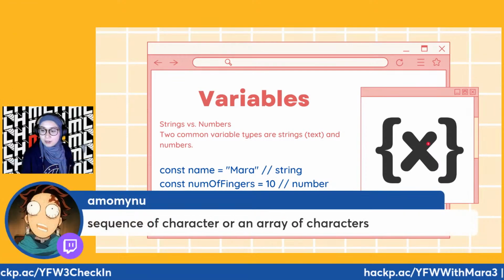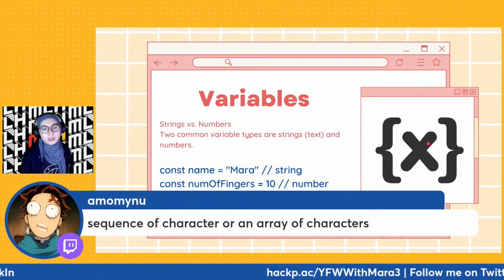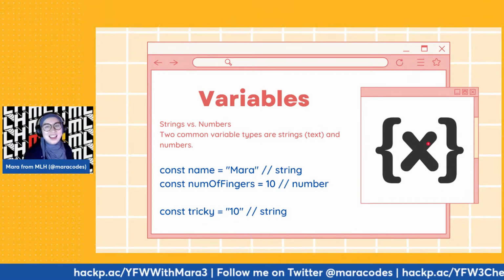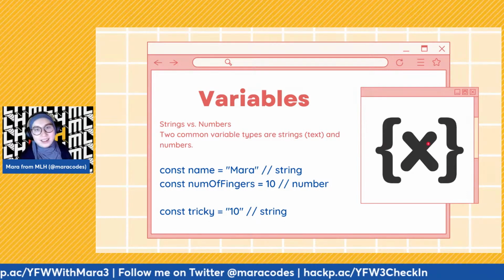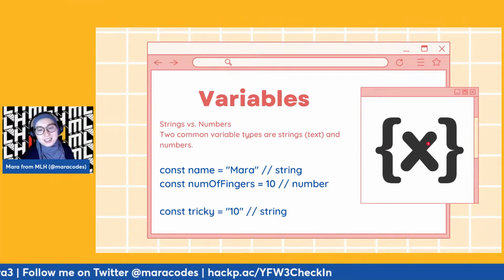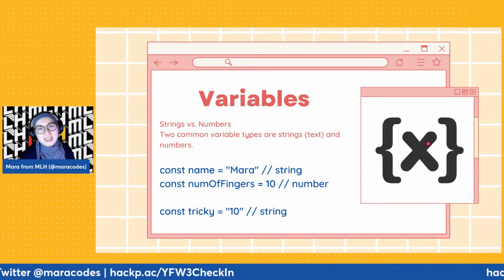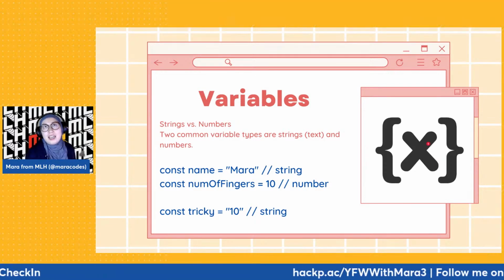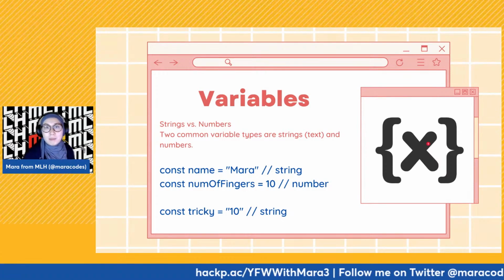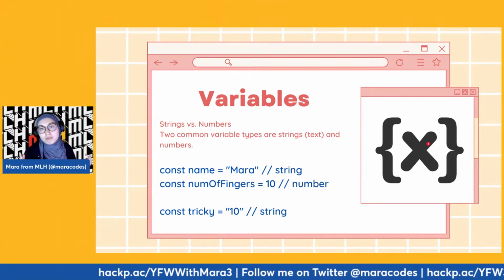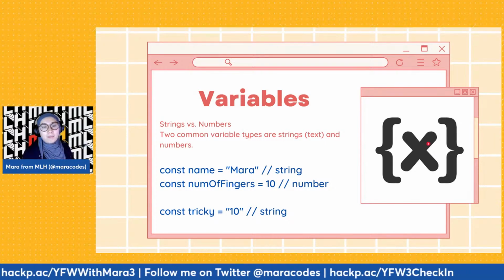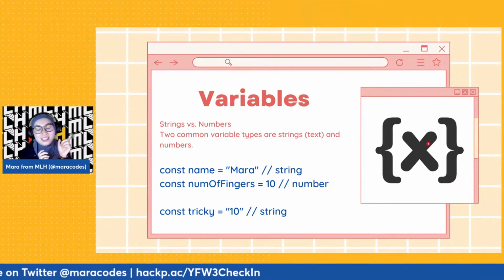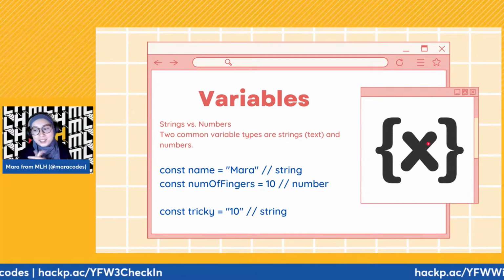Okay. A string is a sequence of characters or an array of characters. Yeah, I'll go with that. To simplify it and dumb it way down, it's essentially text, and you'll find it in between quotes. For example, if I declare a variable called name and I make it Mara, put it in quotes, it's a string. Also notice that it's const because I only define my name once. I only got one name.